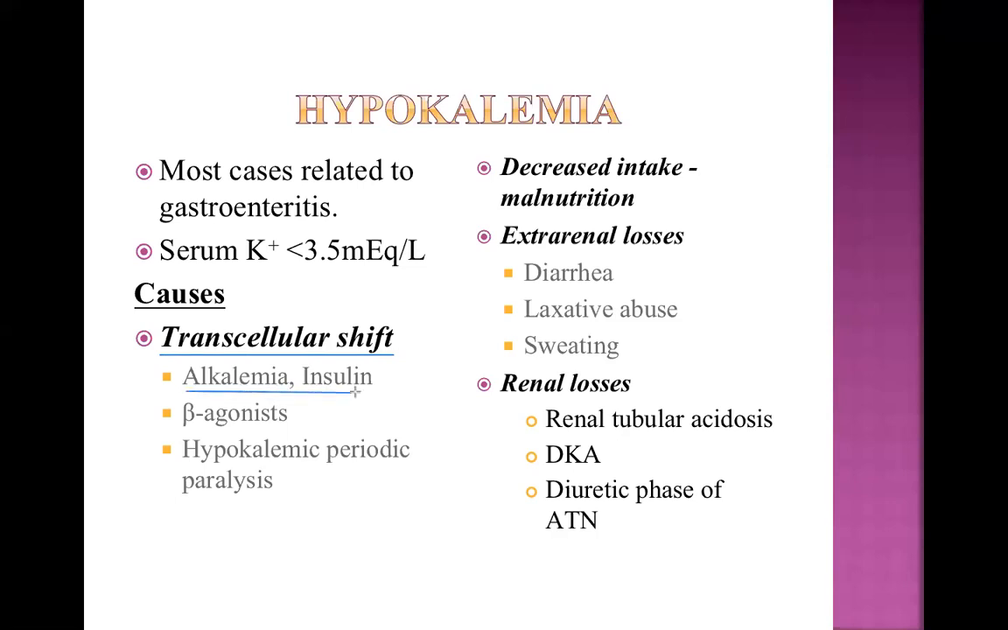Along with that, insulin, beta agonist drugs like salbutamol, terbutaline, ritodrine, and isoxsuprine, or any other types of sympathomimetic drug, and one very important genetic condition is hypokalemic periodic paralysis. This runs in the family. It may be an autosomal dominant disorder or some other type of dominant disorder, or an X-linked recessive disorder may also be there, but mainly it is an autosomal dominant disorder. It is present in many different family members.